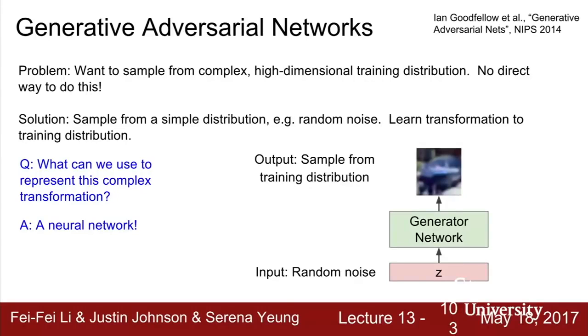Right, so in the GAN setup, we're going to take some input, which is a vector of random noise with a dimension that we specify, and then pass this through a generator network, and get as output directly a sample from the training distribution. So every input of random noise we want to correspond to a sample from the training distribution.